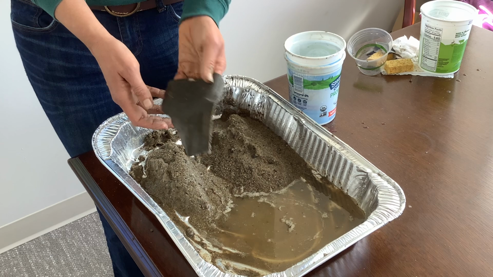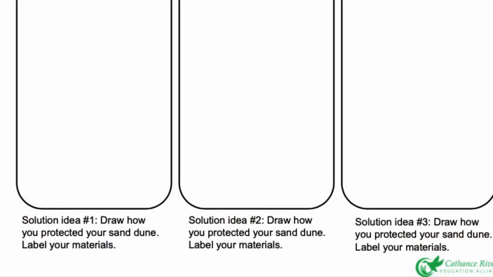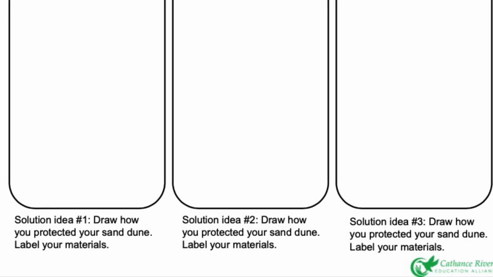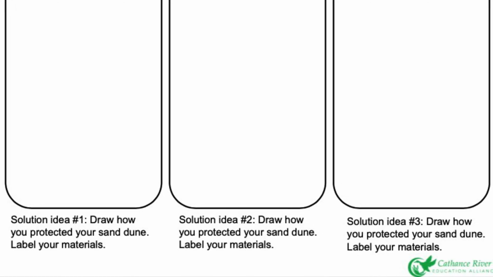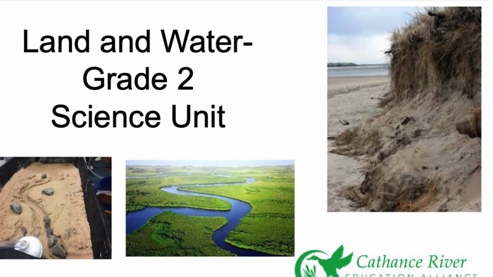And this is where if the students made 3 or even 4 sand dunes, they'll be able to test a different material on each sand dune. So they'll be able to use their worksheet and record how their different materials work. Solution idea number 1, number 2, and number 3. Compare and see which material works best to prevent the sand from washing away.